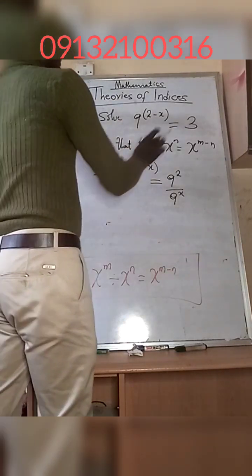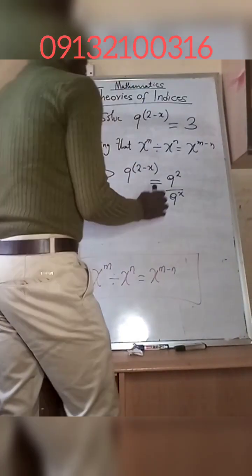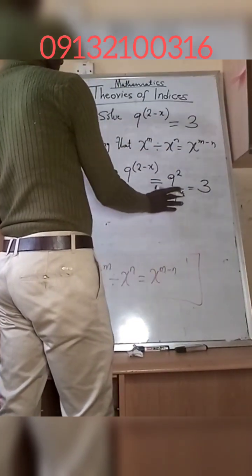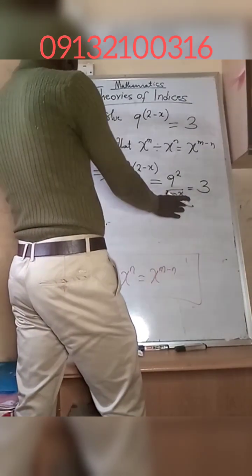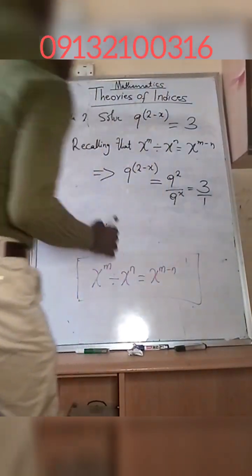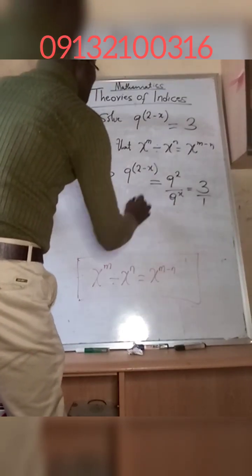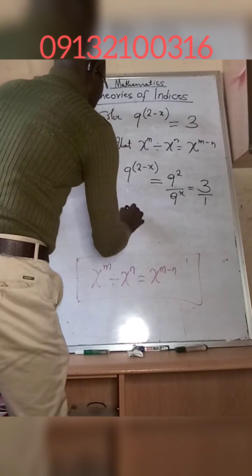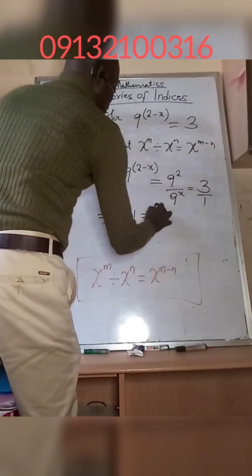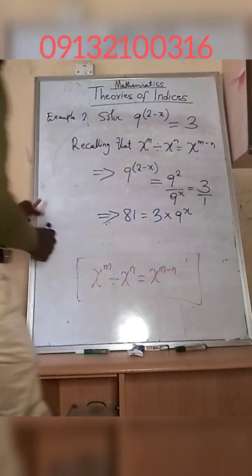Now, we have this in the form of this. We are at liberty to bring it back to this form. And that gives us this, which equals 3, because we're told it is equal to 3. So this is the left hand side that we have just decided to demystify. At this point, this is over 1. So we can now cross multiply, and that implies this times this will give us 81 being equal to 3 times 9 raised to the power x.